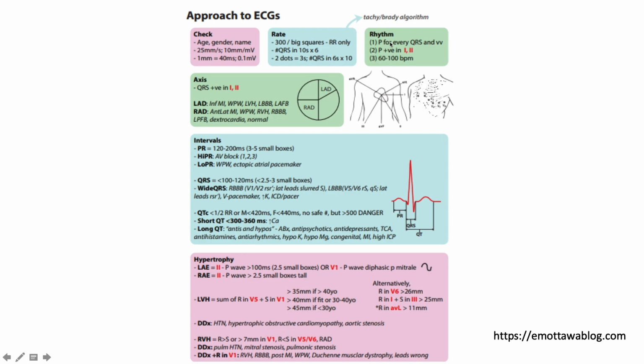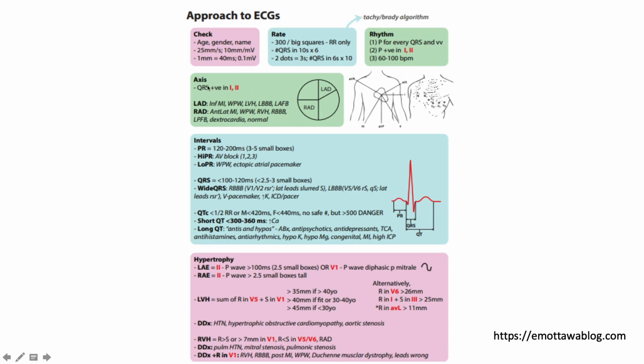Then in terms of rhythm, sinus rhythm is defined by having a P wave preceding every QRS complex, and the P wave is going to be positive in leads 1 and 2. Right? A normal rate is between 60 to 100 beats per minute. Anything below 60 beats per minute is classified as bradycardia. Anything above 100 beats per minute, tachycardia. All right.